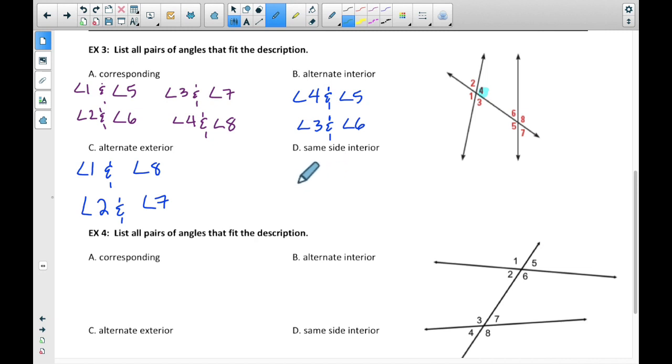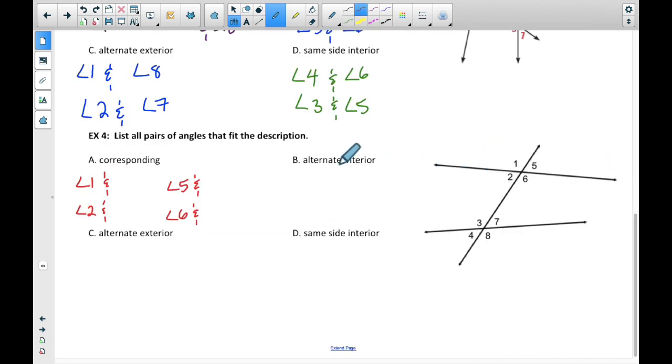Same side interior, we're going to stick with 4 and 3 again, angle 4 and angle 3. And we're going to look at the same side on the interior. So what do they go with? Same side interior here would be angle 6. How about for angle 3? That's angle 5.